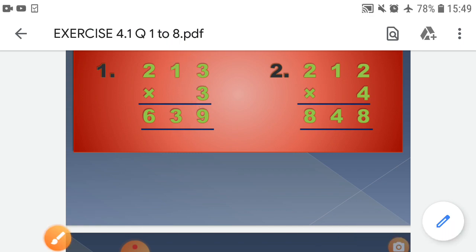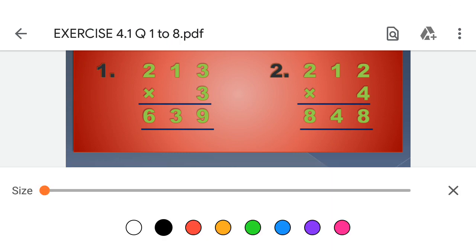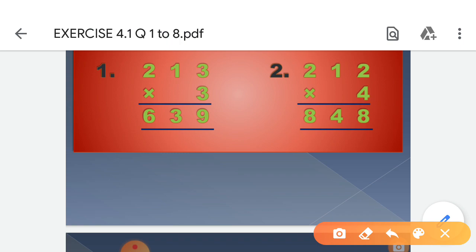Now after multiplying ones and tens place, which place is left? Hundreds. Now we have to multiply hundreds place. So at hundreds place the number is 2. So 2 multiplied by 3. 2 threes are 6. So after multiplying ones, tens and hundreds place with 3, the answer that we obtained is 639. I hope it is clear. So let's proceed to question number 2 now.